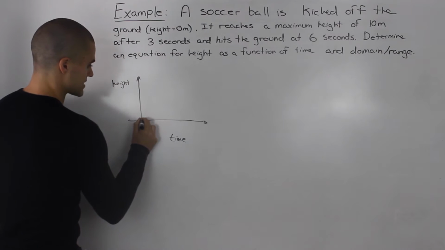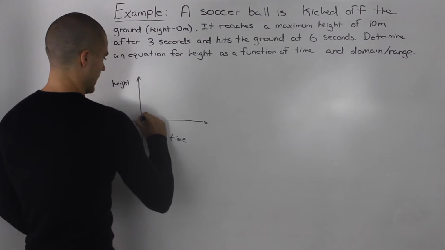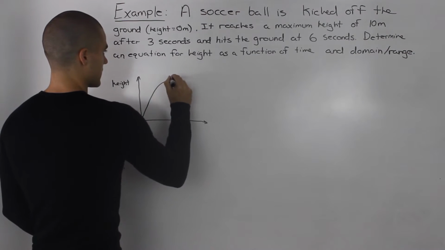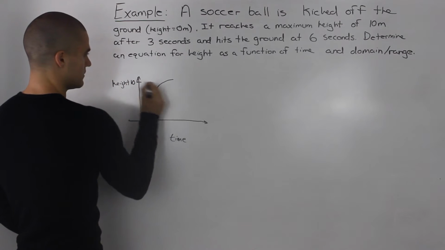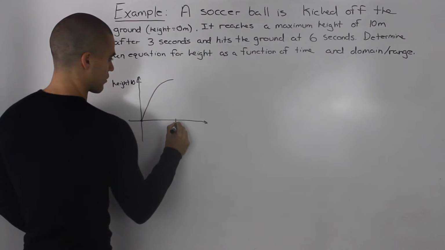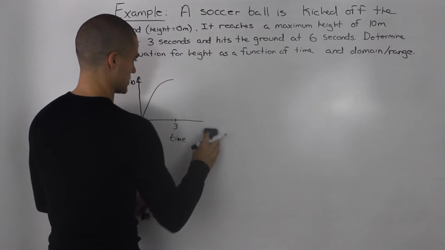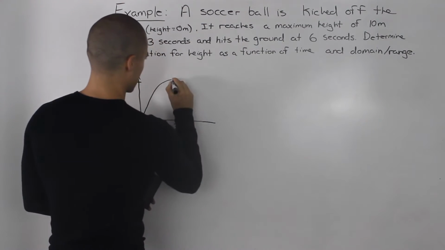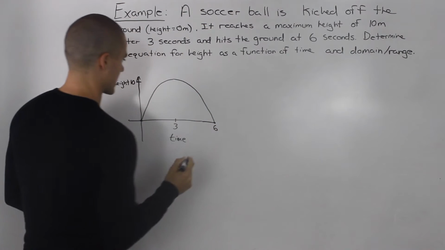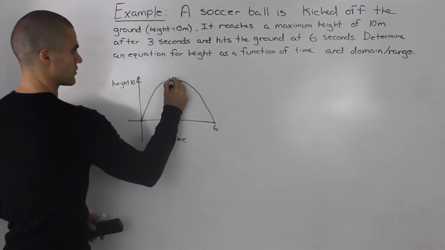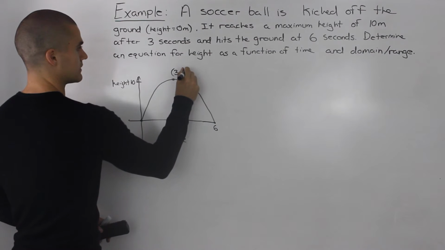So the ball starts at 0 seconds at a height of 0 meters, and then it's kicked. It reaches a maximum height of 10 meters at 3 seconds. And then I'm just going to extend this graph here. And then it hits the ground at 6 seconds. So this point here represents the vertex of this parabola, and it's (3, 10).